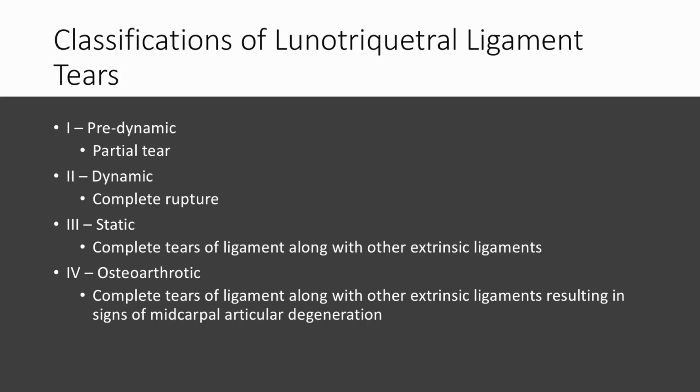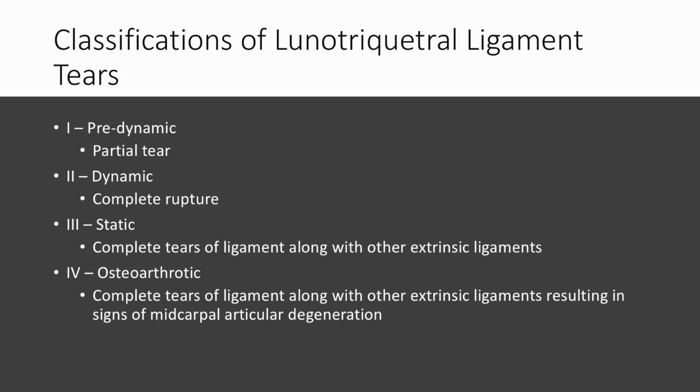Like I said, there are 4 types of ligament tears. Type 1 being predynamic, which is just a partial tear of the ligament. Classification 2 is dynamic, which is a complete rupture of the ligament.